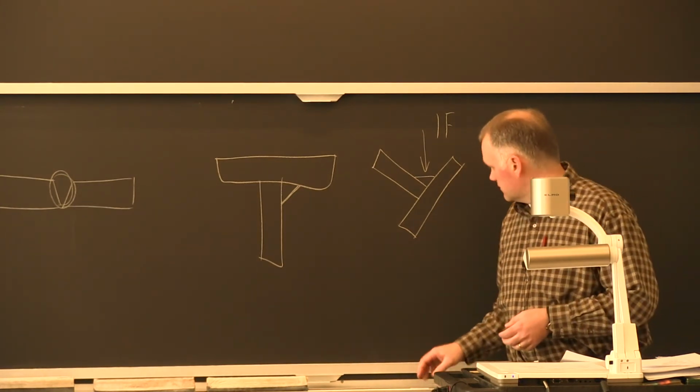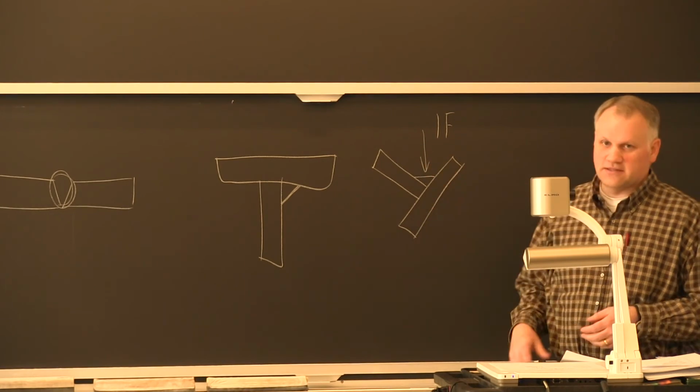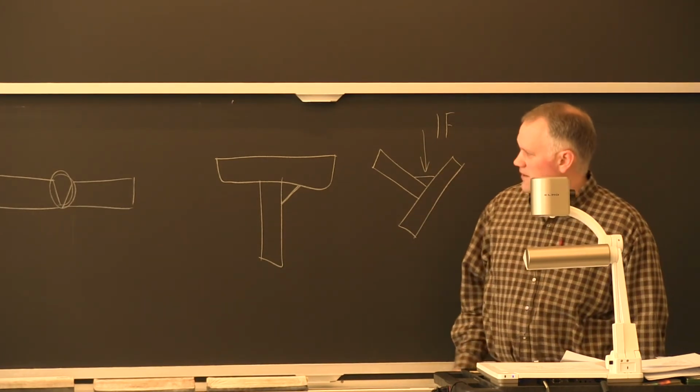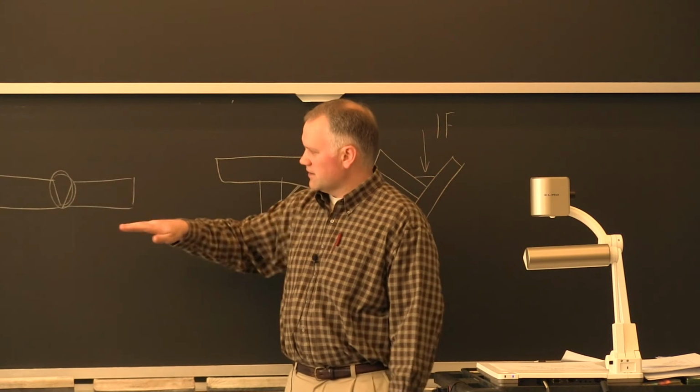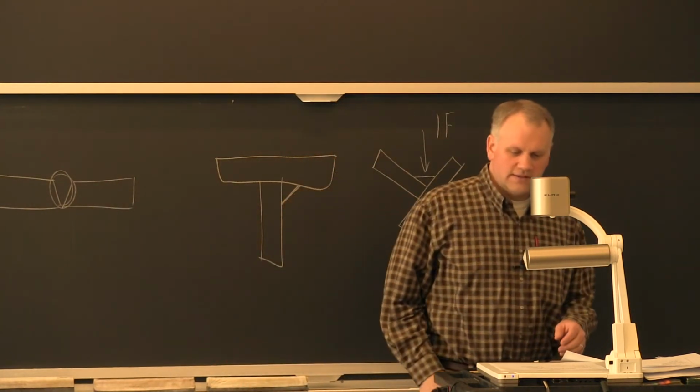2F is horizontal. So if you just tilted this a little bit, then that's a 2F fillet weld. Or if you put this up on its side and you're welding along like that, that's a 2G.